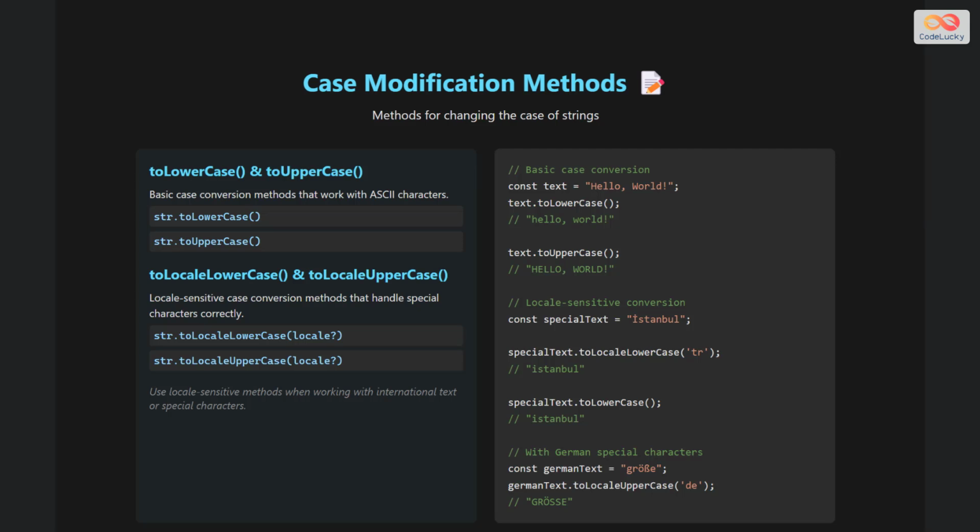For locale-sensitive case conversion, which correctly handles special characters, we have toLocaleLowerCase and toLocaleUpperCase. These methods take an optional locale parameter, which allows us to specify the language for case conversion. Remember to use the locale-sensitive methods when you are dealing with international text or special characters.